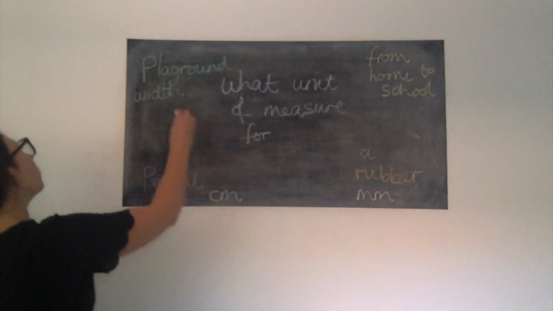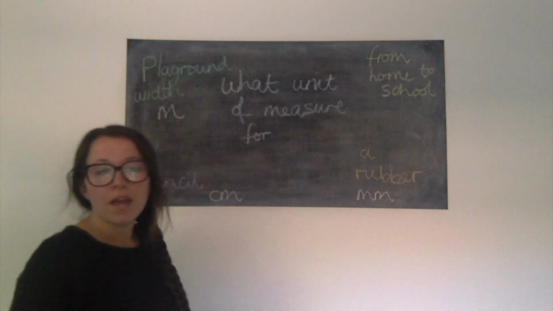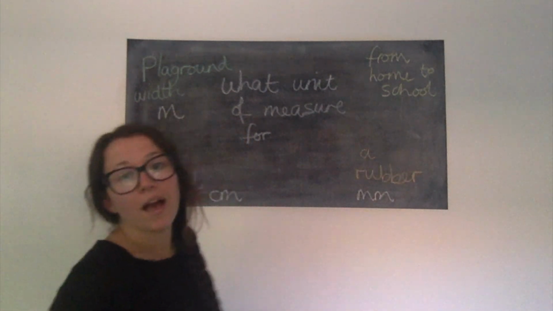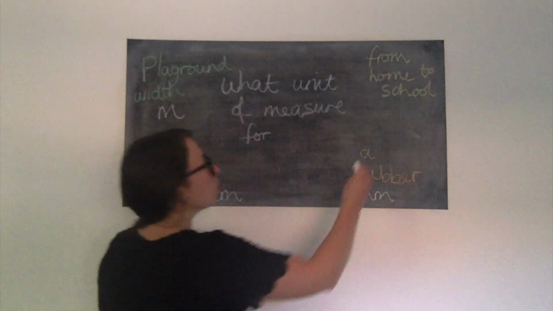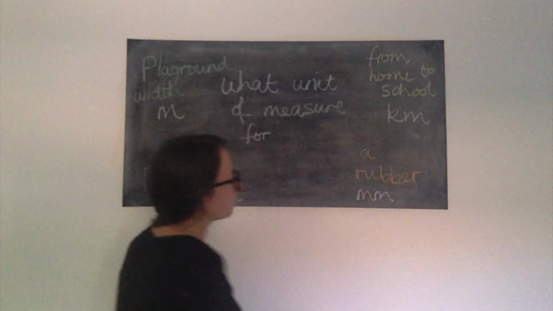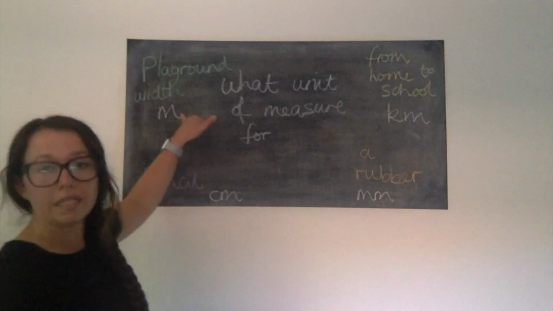The next biggest would be the width or the length of the playground. So this would be one that we would measure in metres. We just use the m for that one. And then the last one is the biggest, the distance from home to school, and that's because it's such a big distance, we would use kilometres, so km. Now these two we would have on a ruler. The metre, we've got a metre stick.